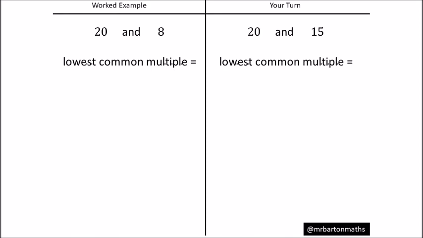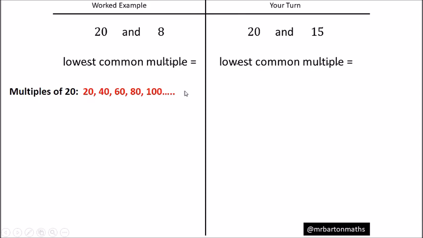Okay, so new skill. Let's find the lowest common multiple of a pair of numbers. So we're using the same numbers from last lesson, but instead of finding the highest common factor, we're now looking for the lowest common multiple. So if we're thinking about multiples, let's list the multiples of 20 to begin with. So my multiples of 20 are just the 20 times table. So I'm going to count up in 20. So it's 20, 40, 60, 80, 100, and so on. So I'm just going to list the first few, and hopefully that should be enough.